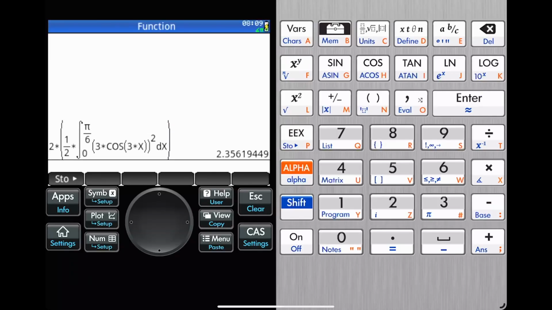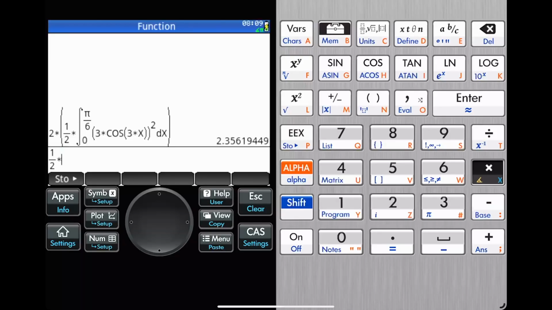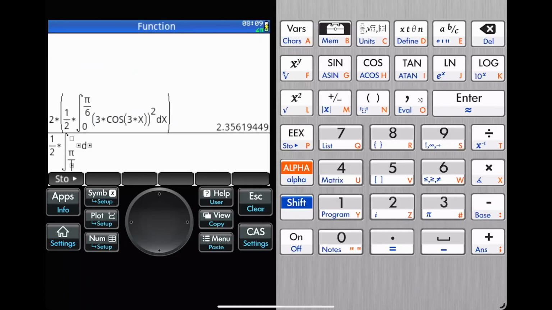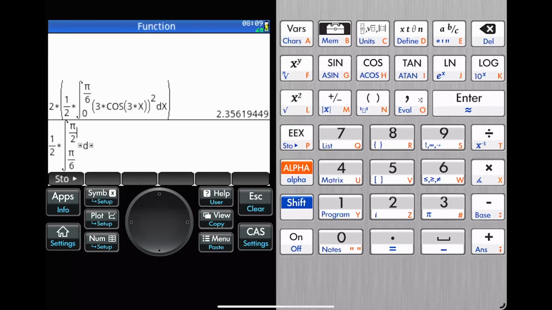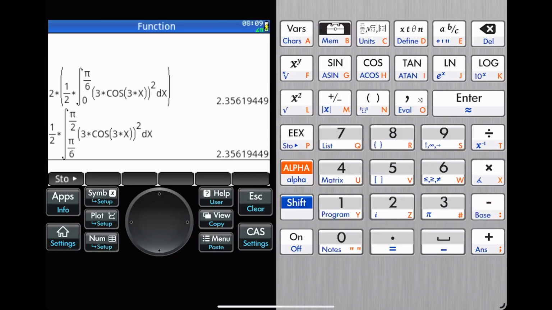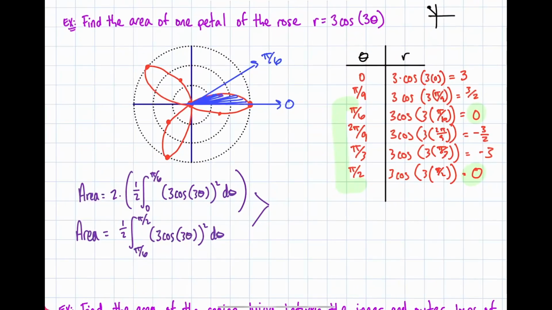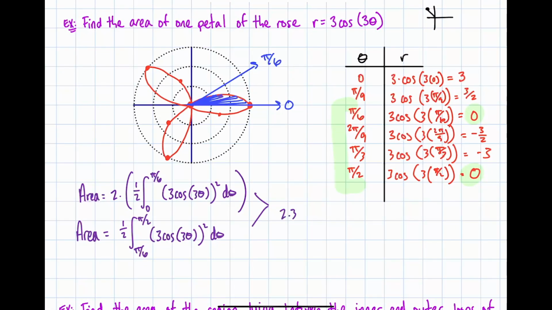Or I did my other one, which was just 1/2 times the integral from pi over 6 to, oh gosh, pi over 2 of 3 cosine 3x, where did I need to square it? Right there, squared dx. And yesterday when I did this video, I got 2 wildly different answers, but today I'll get the same answer. 2.35619, 2.356. So the area here is 2.356. Perfect.